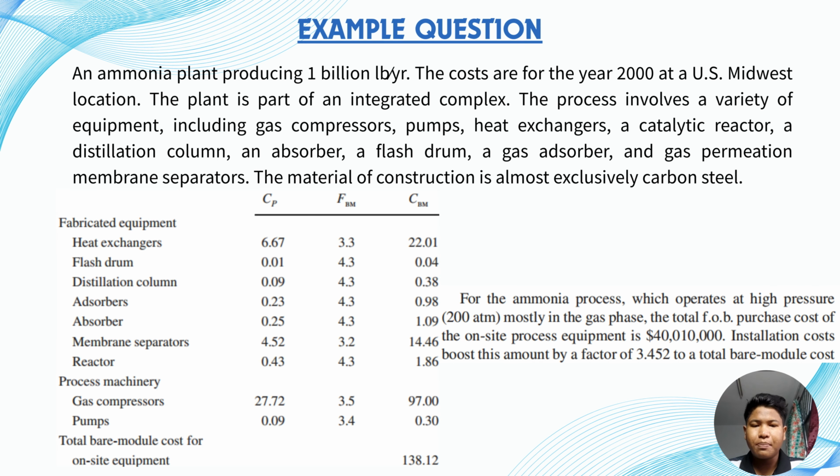This is an example of the capital investment estimate for an ammonia plant producing 1 billion pounds per year based in the US Midwest. The process uses various equipment like heat exchangers, reactors, compressors and separators, mostly made of carbon steel. Table 16.14 shows the bare module cost calculated using the FOB cost times the bare module factor. The total bare module cost is 138 million USD based on a purchase cost of 40 million USD multiplied by the overall installation factor of 3.452, reflecting the high pressure of gas phase operation.